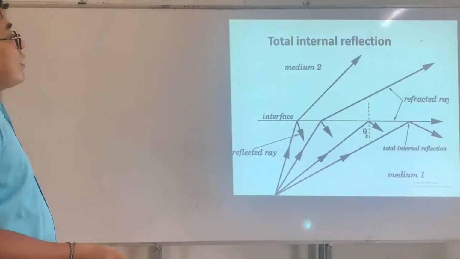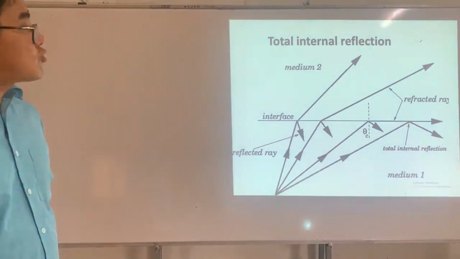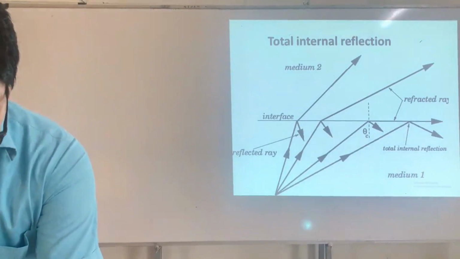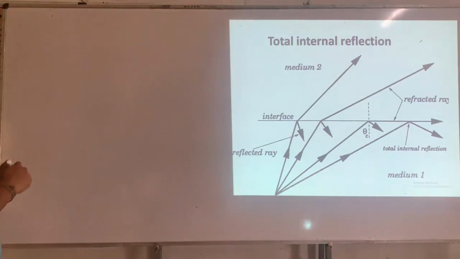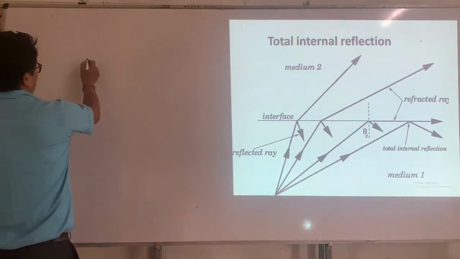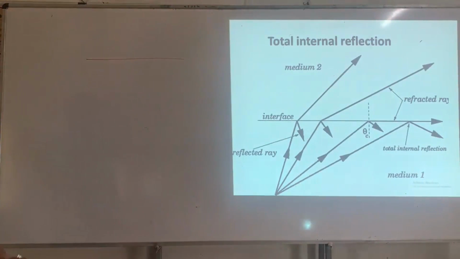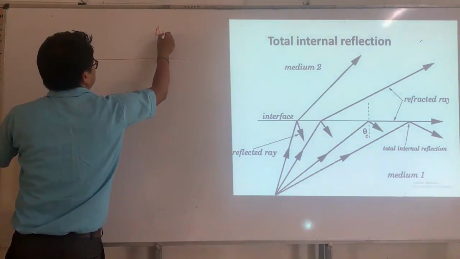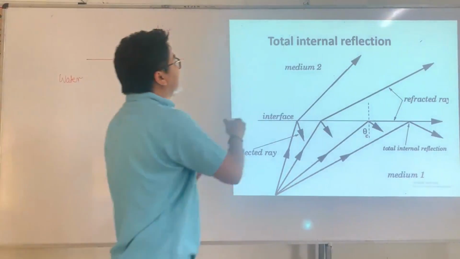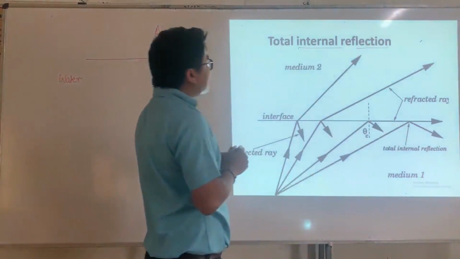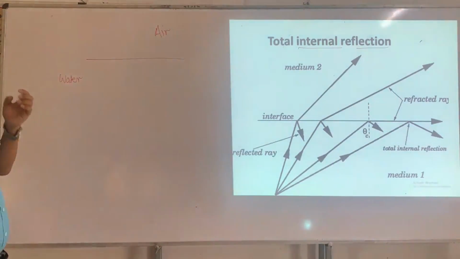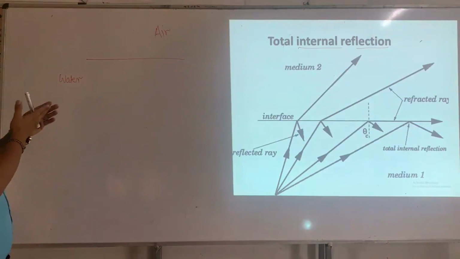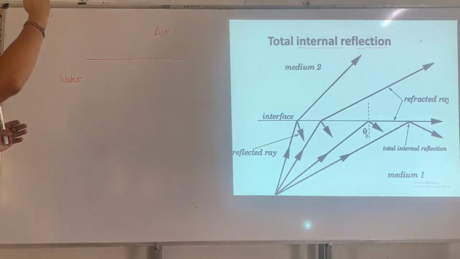Okay. Now we'll talk about total internal reflection. Before I discuss total internal reflection, let's say I have water, and this is air. First we will define what internal reflection is. Normally, when light goes through a transparent medium, it passes from one medium to another medium.